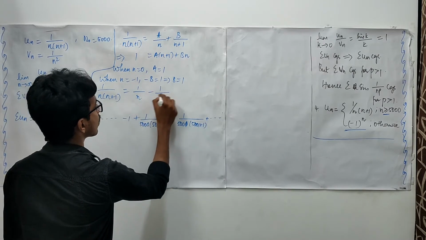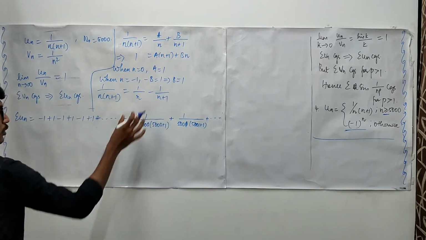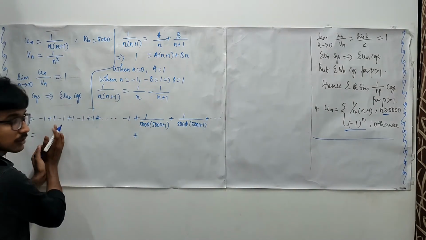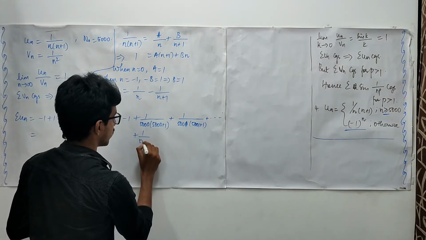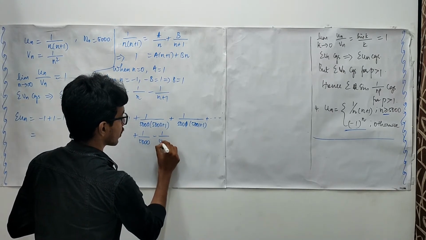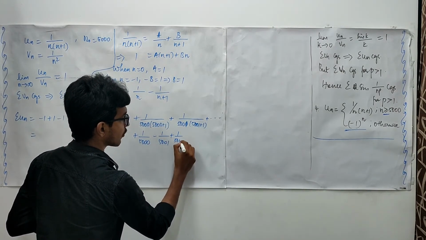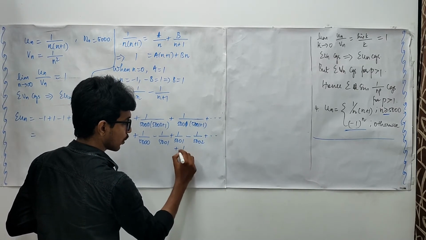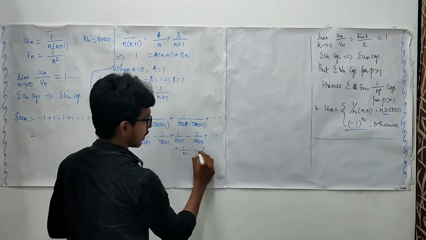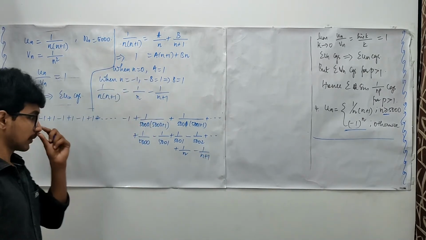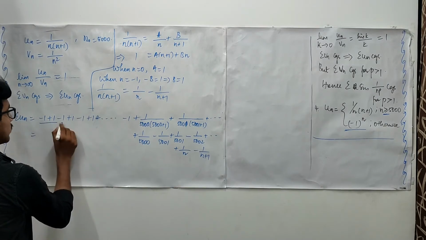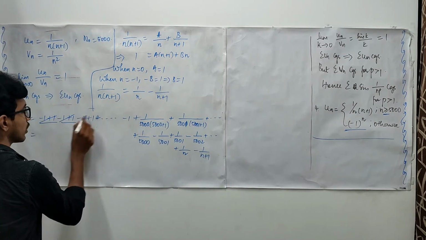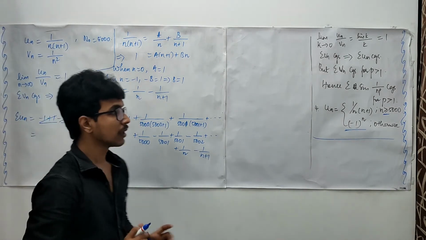1 upon n minus 1 upon n plus 1. When you substitute these things here, from this stage onwards, this becomes 1 upon 5000 minus 1 upon 5001 plus 1 upon 5001 minus 1 upon 5002, and it goes on this way, plus 1 upon n minus 1 upon n plus 1. Here you may see minus and plus are repeating, which means these two get cancelled, these two get cancelled, and it comes this way.